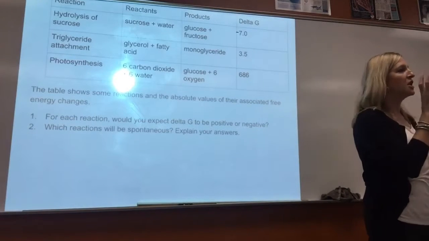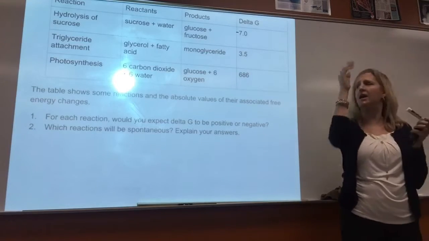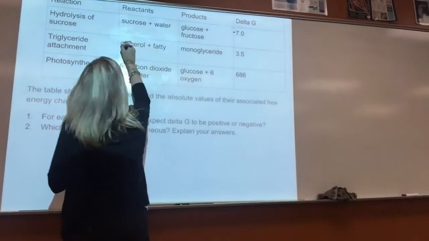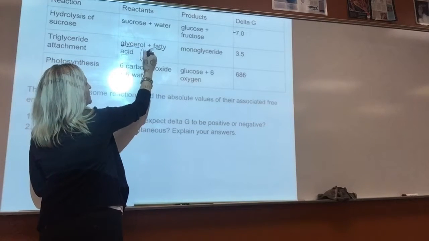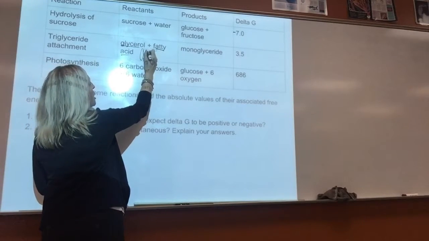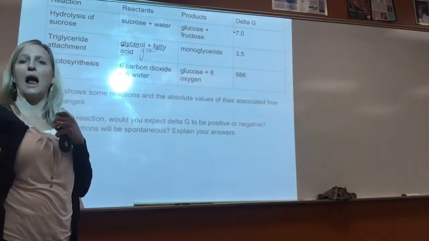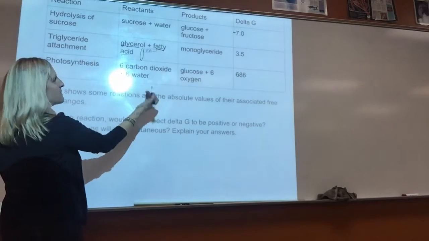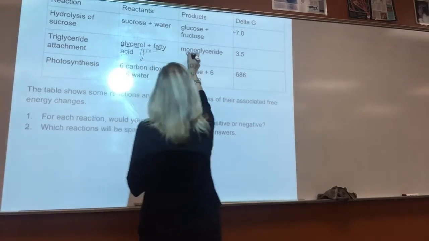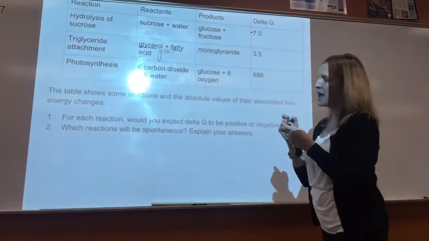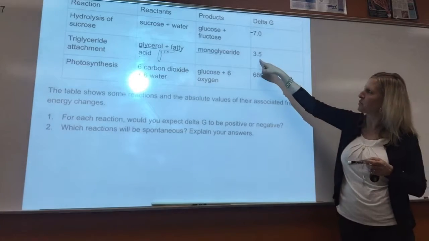Triglyceride detachment. We talked about triglycerides being a lipid, and it has glycerol, and notice it says 1 fatty acid, so here's your glycerol molecule. To make a triglyceride, usually there's 3 fatty acids, hence the tri in there, so we're starting to make a triglyceride by adding that first fatty acid and making a monoglyceride, which means it has 1 fatty acid there. So it has 3.5 here.